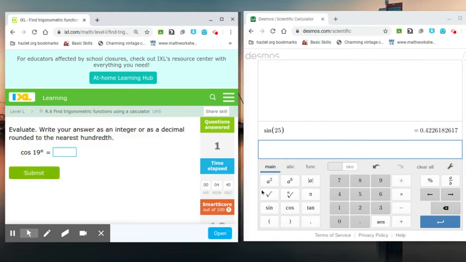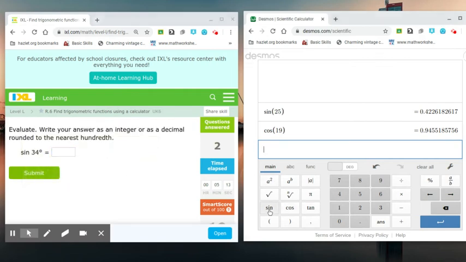Okay, next is cosine. Cosine 19. Oops. Enter. I have 0.945. They want 2 decimals. I'm going to look at that 5. Since it's 5 or more, that 4 is going to go up. So it's going to be 0.95. Okay, because of that 5, that 4 went up one number to a 5. 0.95.